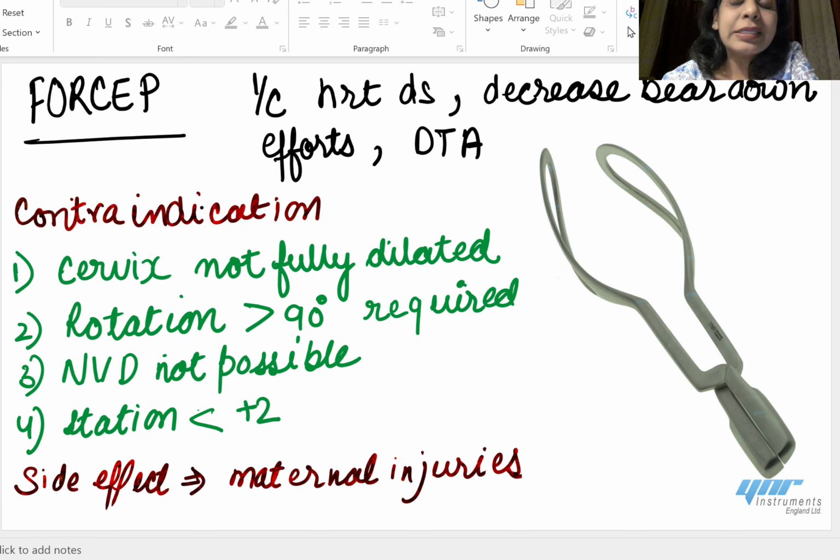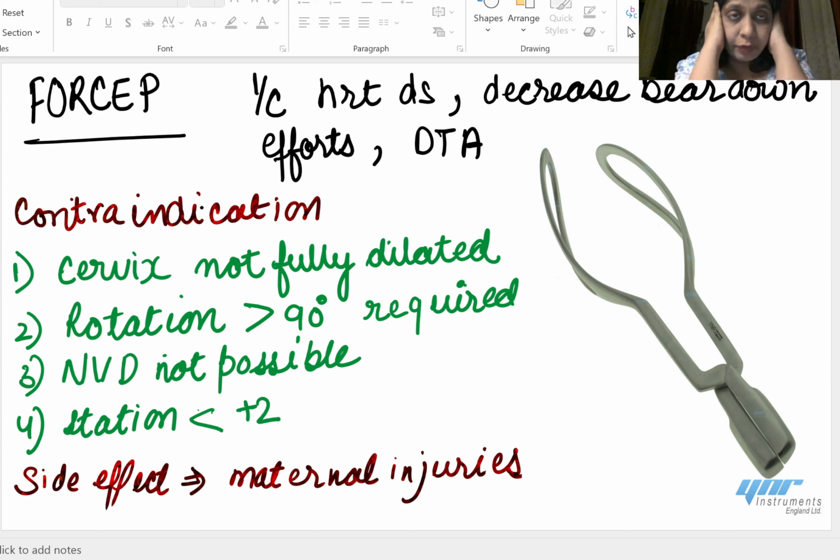Okay, so let's see the contraindications. What are the contraindications of the forceps? The first two contraindications of the forceps will be the indications of vacuum. Let's see how. First of all, we cannot apply the forceps if the cervix is not fully dilated, because forceps also occupy space. We have to insert the forceps near the fetal head.